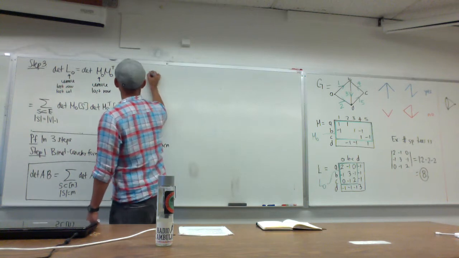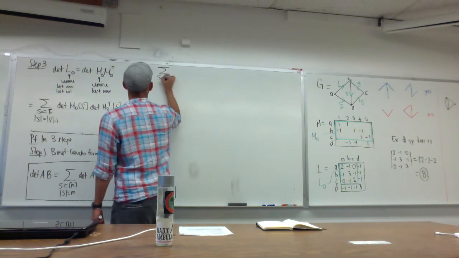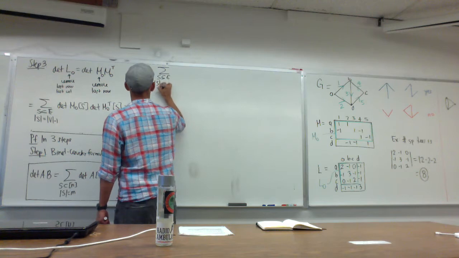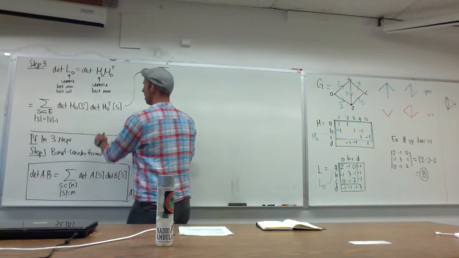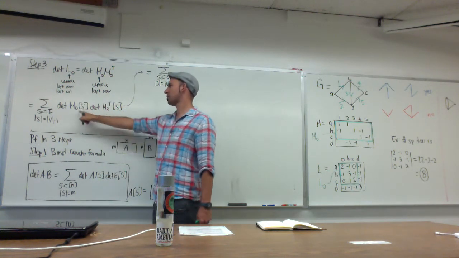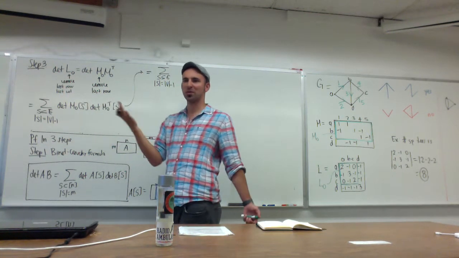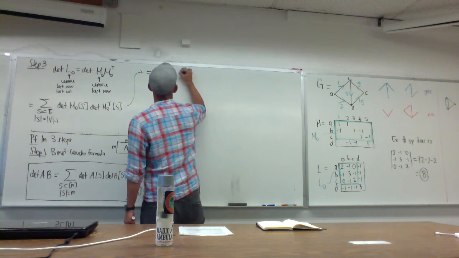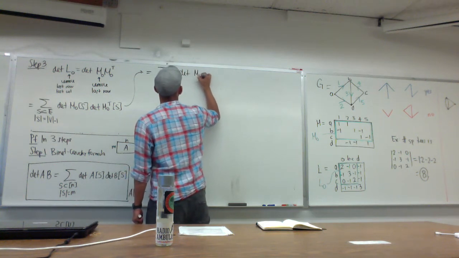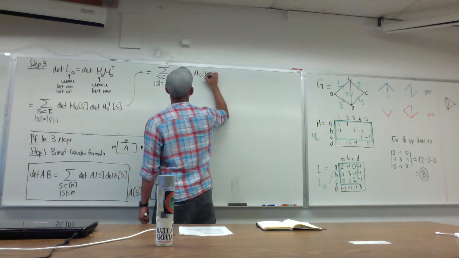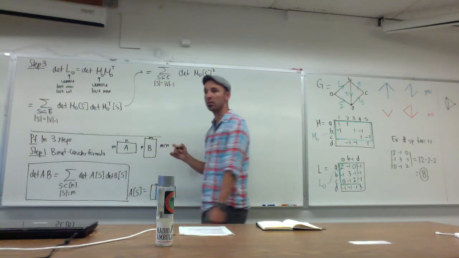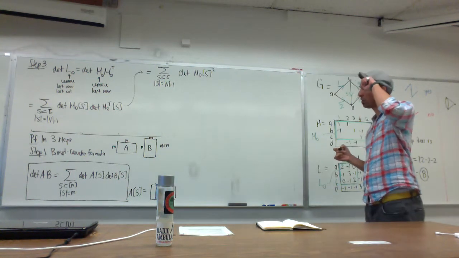Okay. Now what's this? This is the sum over the S and E of size V minus 1. Now this is just the transpose of this, right? They're the same matrix. It's flipped over, but that doesn't change the determinant. So this is the determinant of M0 of S squared.